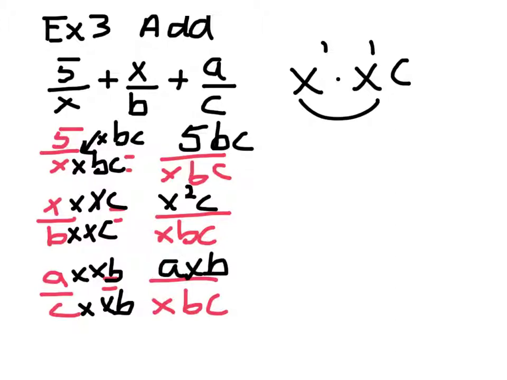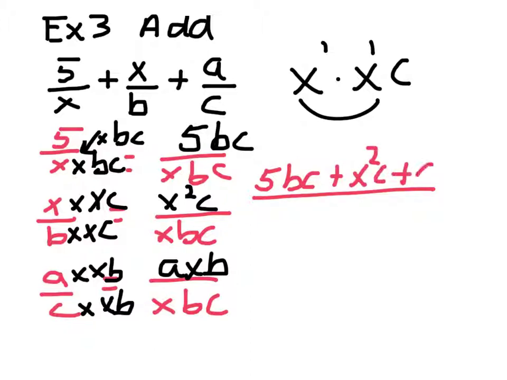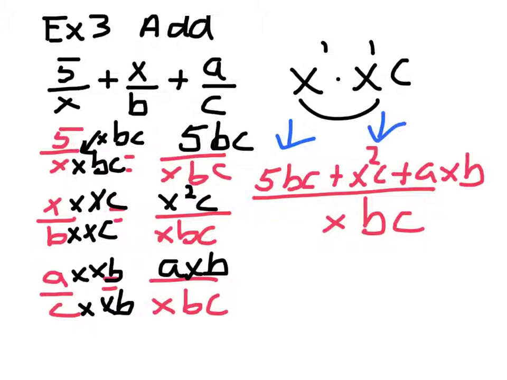All right, so what do I have now? I have 5bc plus x squared c plus axb all over my common denominator of xbc. Now, are there any like terms in the top? So in other words, here, here, or here, these three terms, are any of those like terms? Answer is no, so you're done.